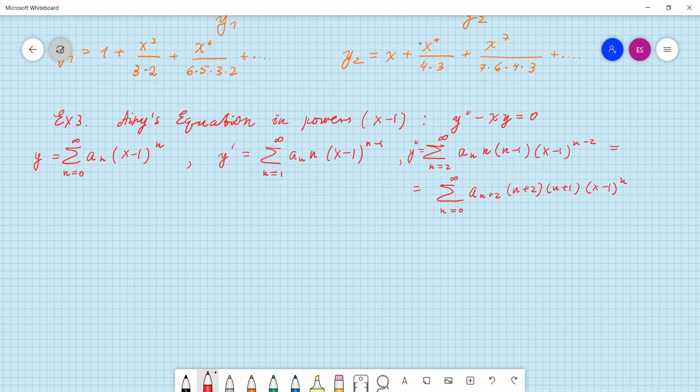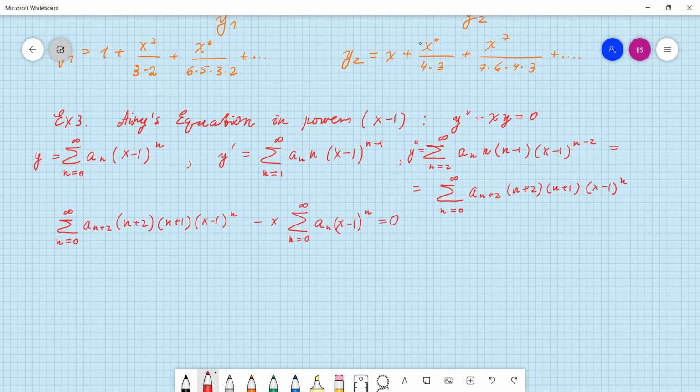Okay, I'm going to plug everything into my equation, and I'm going to have n equals 0 to infinity, (n+2)(n+1) a_(n+2) (x minus 1) to the power of n. That's my first term. For the second term, remember I have x in front, right? So I actually have minus x times the series a_n (x minus 1) to the power of n, going from 0 to infinity.